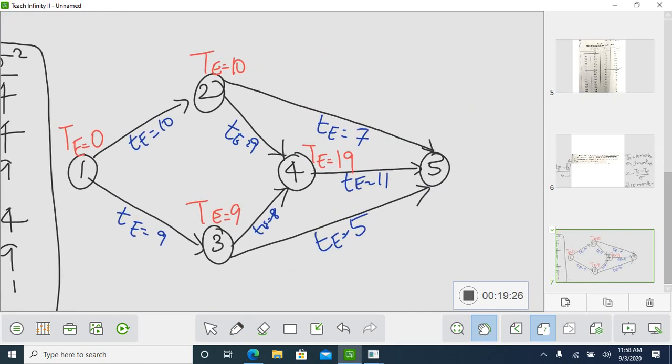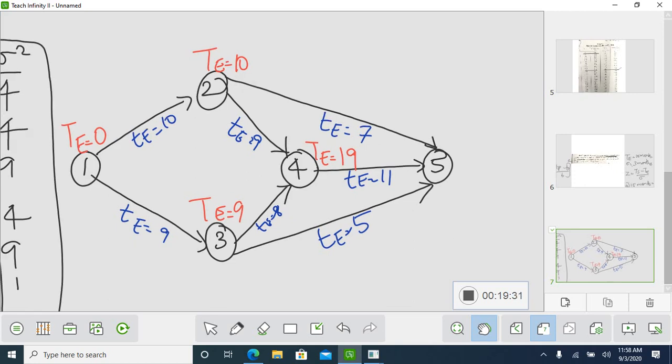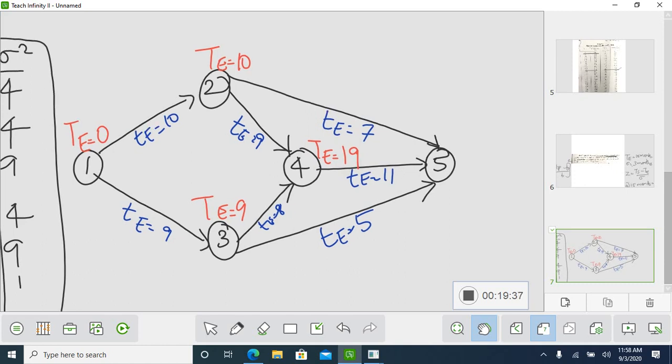So next, for 5, you are getting three paths. So you have to check whether 10 plus 7 is the maximum, or 19 plus 11 is the maximum, or 9 plus 5 is the maximum. So you will obviously get 19 plus 11 is 30. So you only take the maximum value. So T equal to 30. So next, same over here. TL equal to 30. So you will be finding the TL value.